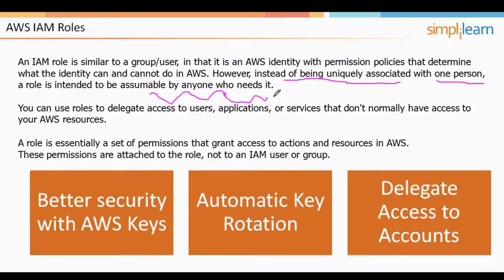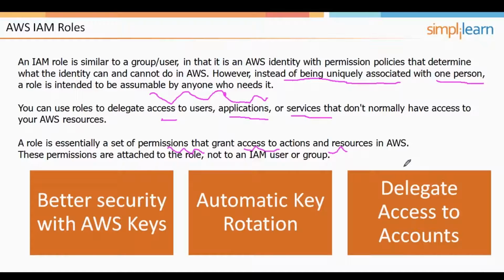But coming back to our IAM roles part, a role is where you are uniquely identifying or associating with certain non-living things, such as a program, a machine or an account. So you use the role to delegate access to users, applications, or services. A role is essentially a set of permissions that grants access to actions and resources in Amazon. At the end, the role would have a permission where you would say you have permission to upload data to Amazon S3. That permission is assigned to the role, and that role is assigned to a virtual machine. So eventually the virtual machine has access to S3.